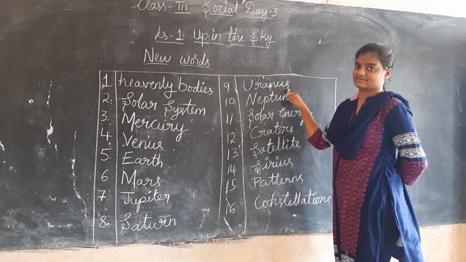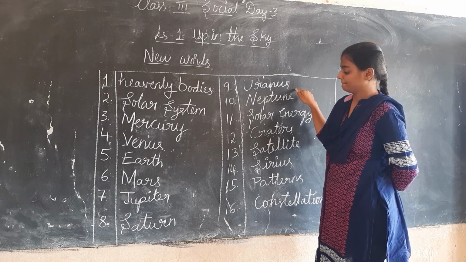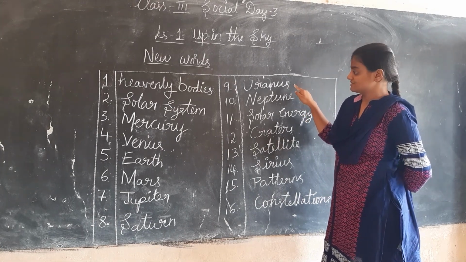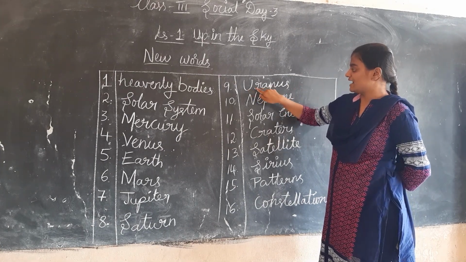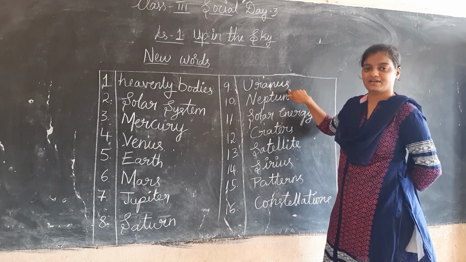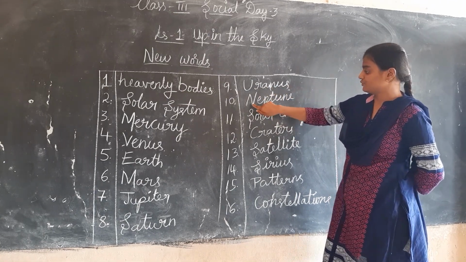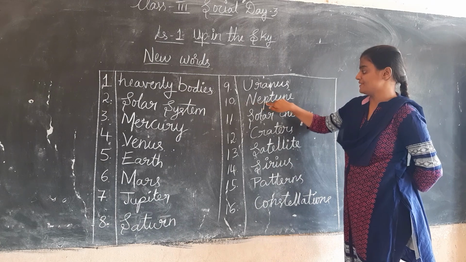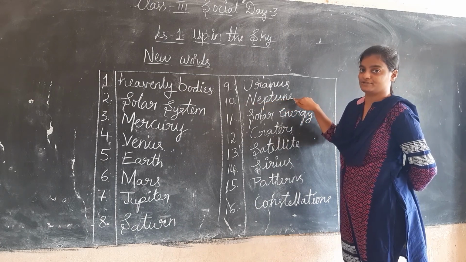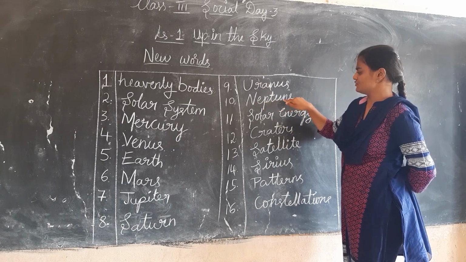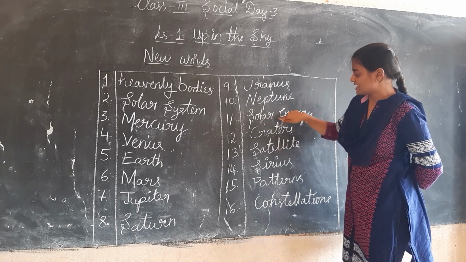U-R-A-N-U-S, Uranus. Uranus is the seventh planet. Next, Neptune is the eighth planet. N-E-P-T-U-N-E, Neptune.